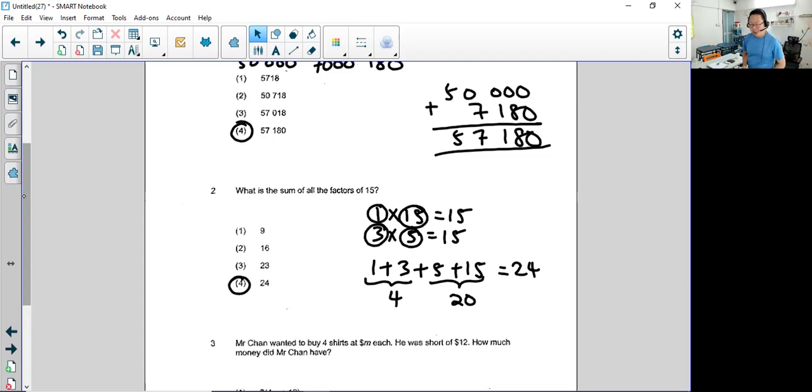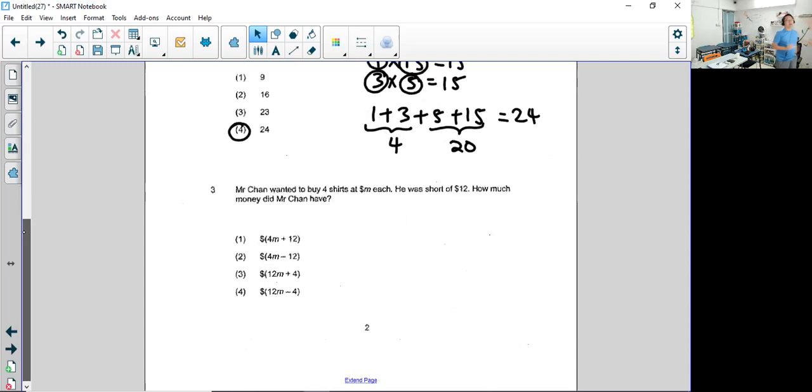Okay, the next one, question number 3. Mr. Chan wanted to buy 4 shirts at $M each, but he was short of $12. It means that he doesn't have enough money to buy. So how much money did Mr. Chan have? You will need to find how much the 4 shirts cost. So 1 shirt is $M, so you have 4 times M, that will give you $4M. So he will need $4M to buy the shirts. But he doesn't have this money. He was short of. Short of means you don't have enough money.